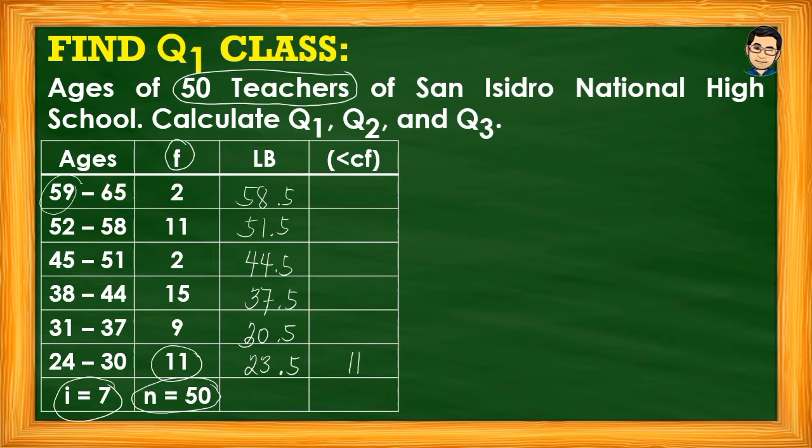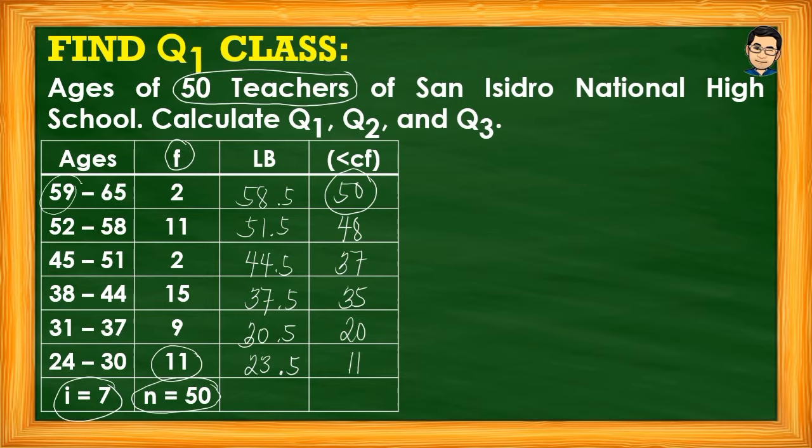So, we'll start. So, 11 plus 9, yung kasunod niya, that is 20. 20 plus 15, that is 35. Another plus 2, 37. Plus 11, 48. Plus 2, 50. So, upon adding, nakuha naman natin yung 50. Equal siya dun sa total number of frequency. So, ayan. Complete na po yung ating table.